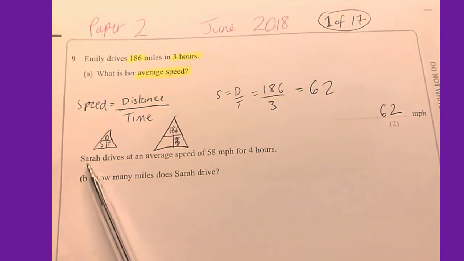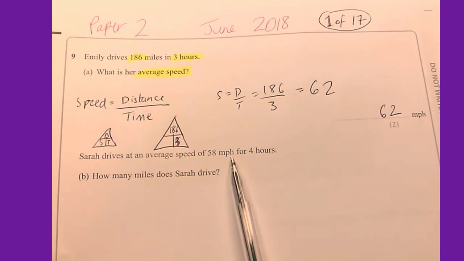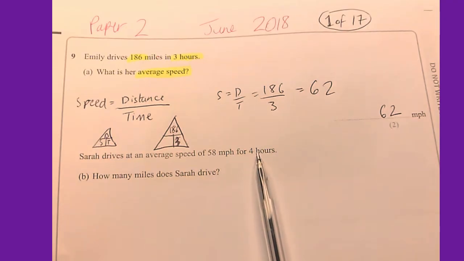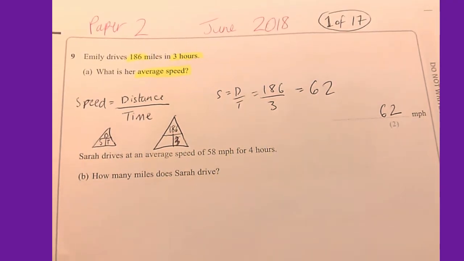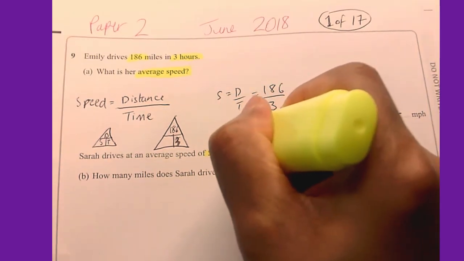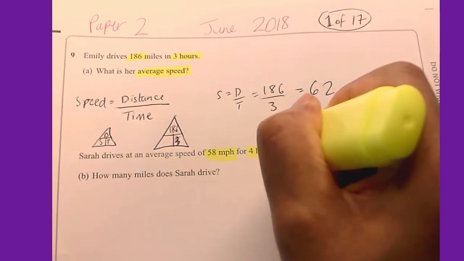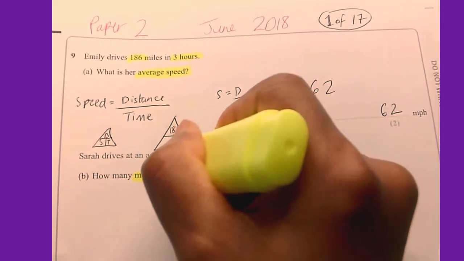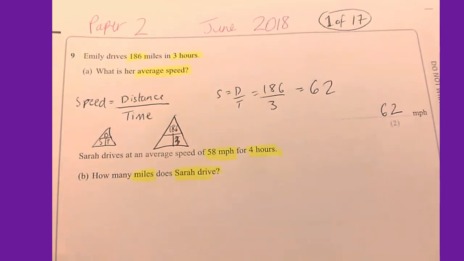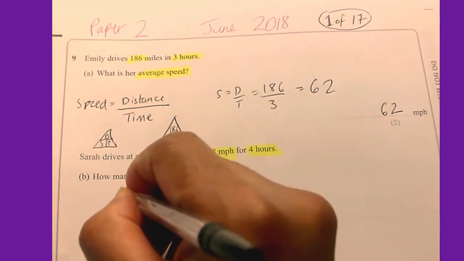Okay, so we've got Sarah drives at an average speed of 58 miles per hour for 4 hours. How many miles does Sarah drive? So again, press pause. When you're ready, press play. We've got 58 miles per hour for 4 hours. And we need to see how many miles does Sarah drive. How many? That tells me distance.